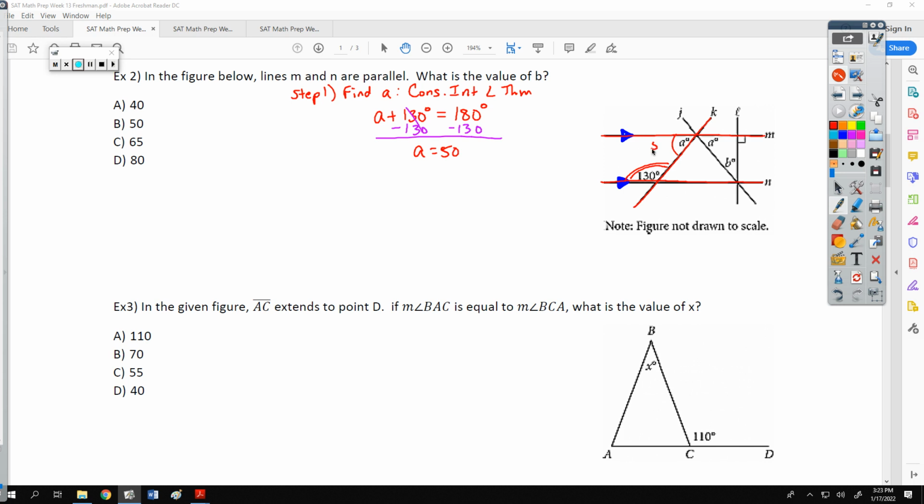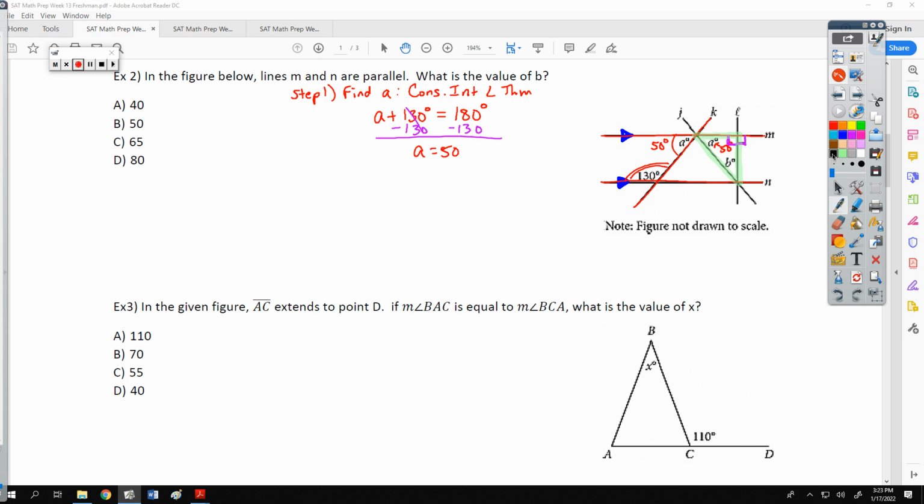Which means that this angle here is 50 degrees, and so is this one. This angle is also 50 degrees. Now the other thing we have to recognize is that because L and M are perpendicular, this angle here is also a 90 degree angle. And then we can focus in on this right triangle that's formed by lines L, J, and M.